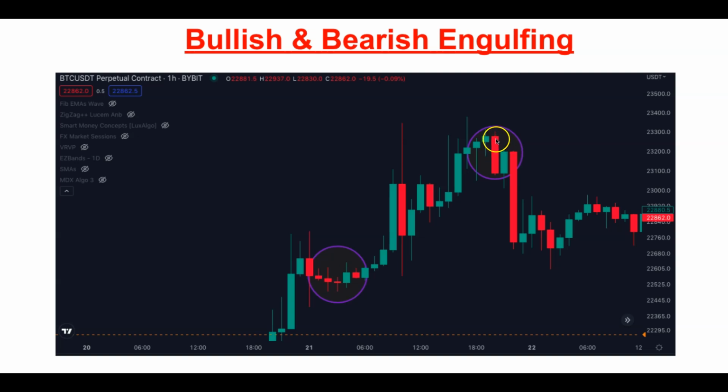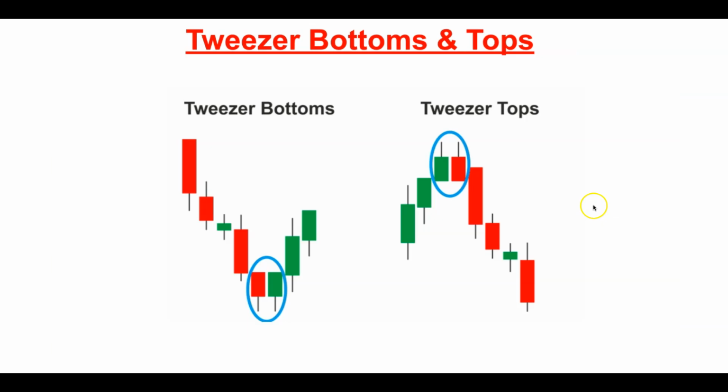It's got a big body, and it's completely engulfing this initial green body candle, and this marked the start of this downtrend. And of course, it can present in many different ways as well. And even here, for example, you have a bearish engulfing candle that's engulfing this one here. So the next example of a candlestick pattern is a tweezer bottom and a top.